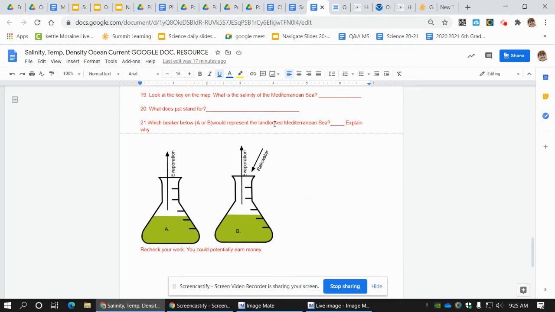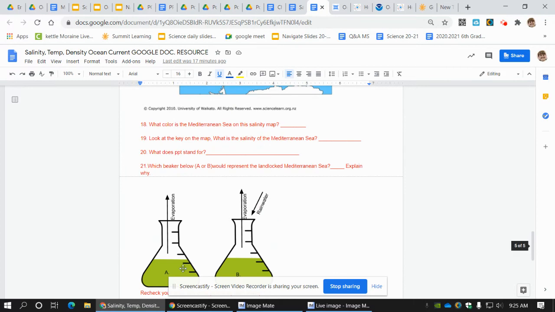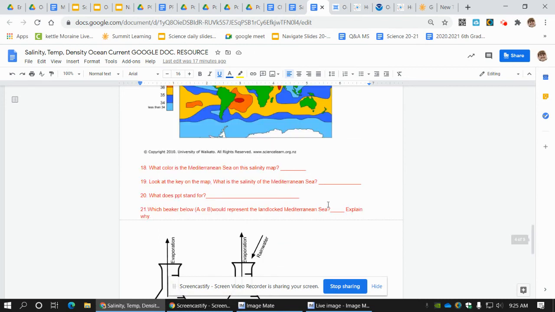So if you're looking at the Mediterranean Sea right here. This is the Mediterranean Sea. It's landlocked. Which one do you think that's going to be? Do you think there's going to be one with a lot of evaporation or one with a lot of evaporation plus the rainwater being added to that? And notice it says explain why. So I'm not just having you put an A or B, explain why.